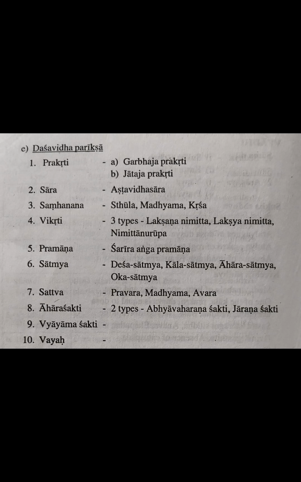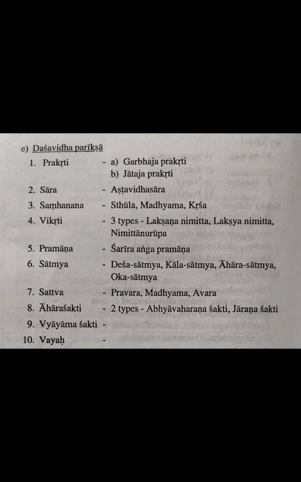Then Vikriti: Lakshana Nimitta, Nimittanurupa. Then Pramana: Sharira Anga Pramana, whether all body parts are there properly. If there is extra growth, or one of the parts is missing, all of that we have to mention in the Pramana Pariksha. Then Satmya: Desha Satmya, Kala Satmya, Ahara Satmya, Oka Satmya, we have to examine for the Satmya. Then Sattva: Pravara, Madhyama, Avara Sattva. Then Ahara Shakti: Abhyavarana Shakti and Jarana Shakti we have to analyze.